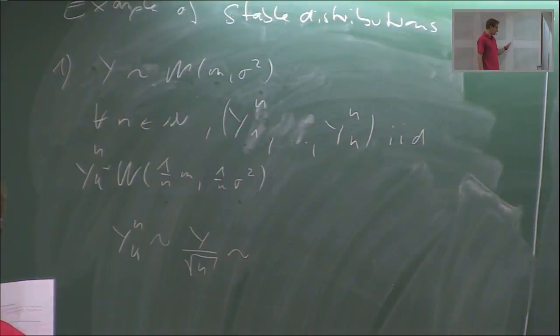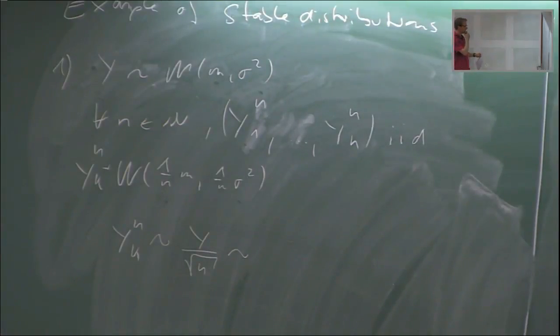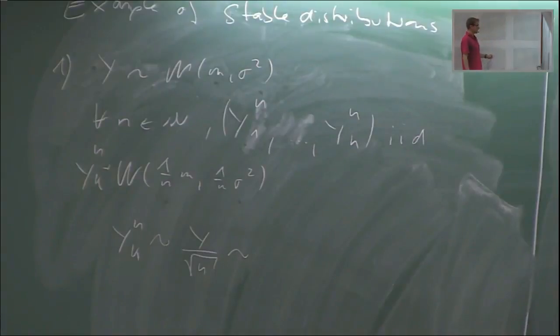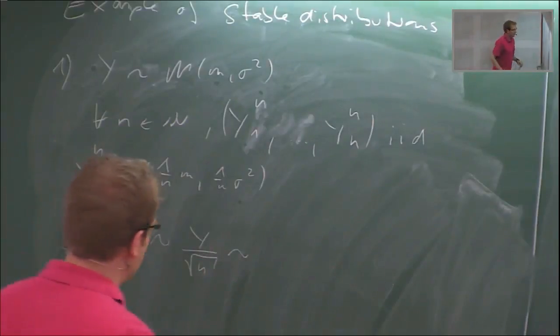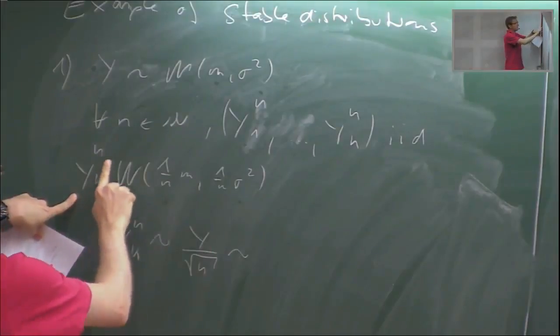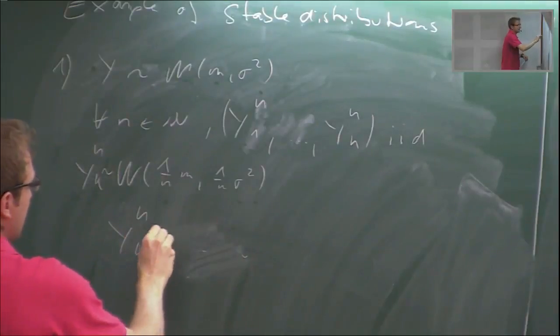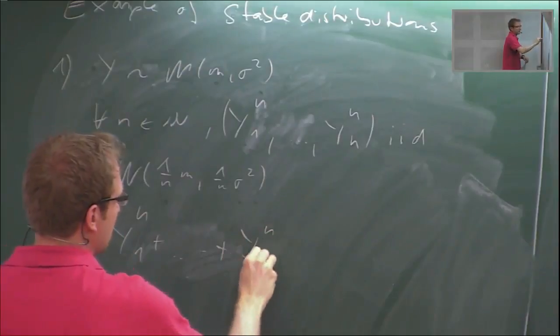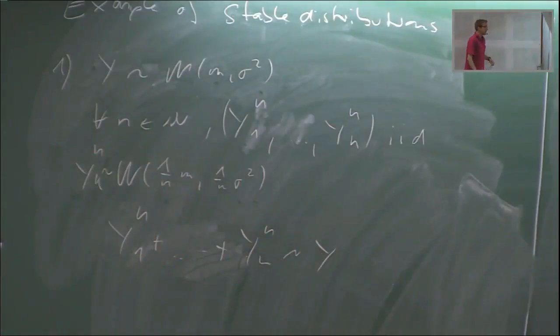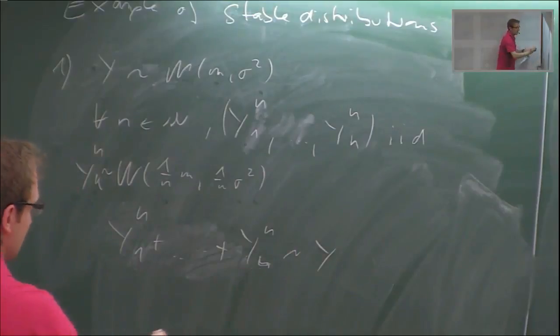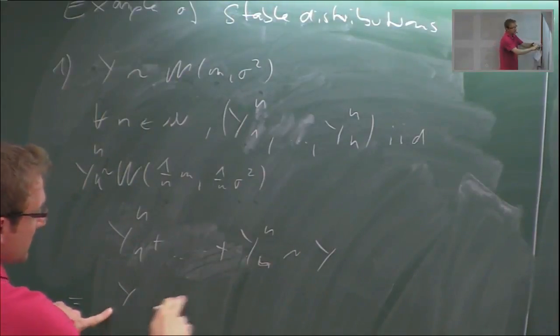Okay, so we get this relation. So these distributions satisfy that summing up Y_{n,1} plus ... plus Y_{n,n} are distributed just like Y. And this means, as I mentioned, these are nothing but independent copies.